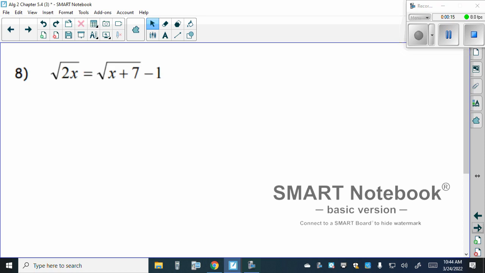What we're looking at today is very similar to what we did yesterday and the day before. There's just a few more steps to it. We're going to be using the same steps, but we'll have to do them twice. We'll have to go through them twice to be able to fully solve this.